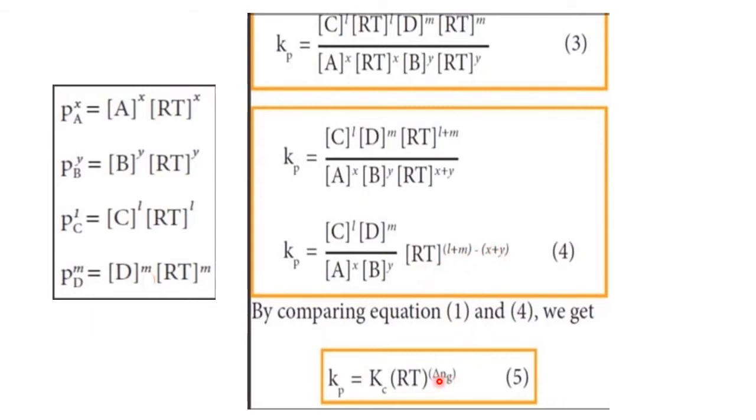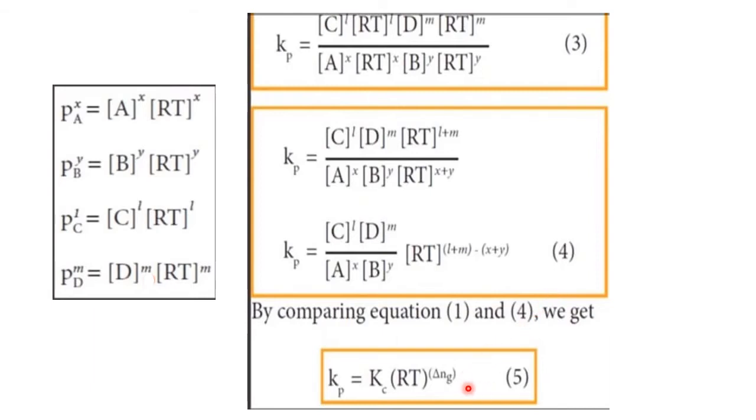Delta Ng means, delta means change. Whenever a delta symbol comes, it means change in, a difference in N. N means number of moles in gaseous form. This is only applicable for gaseous form. So change in number of moles in the gaseous equation. L plus M is the number of moles on the product side. So NP minus NR. Delta Ng is equal to NP minus NR.